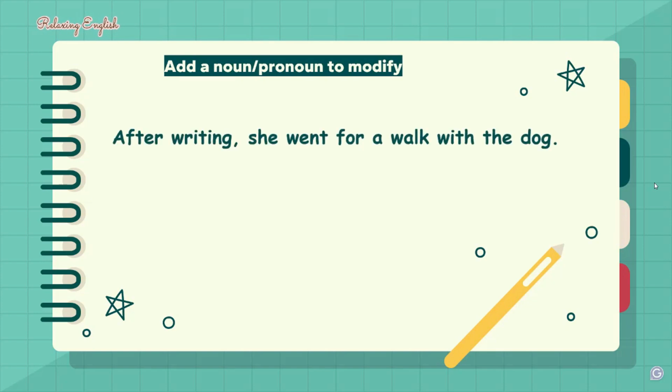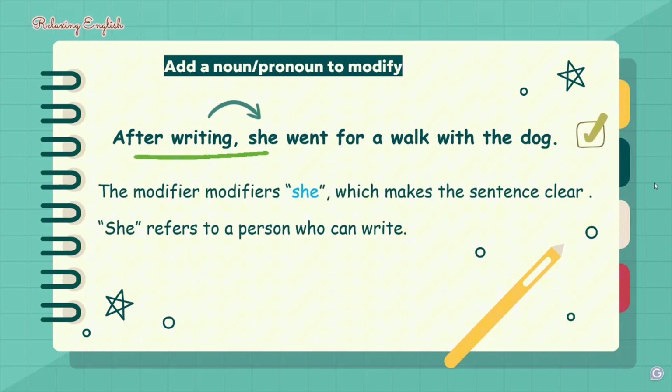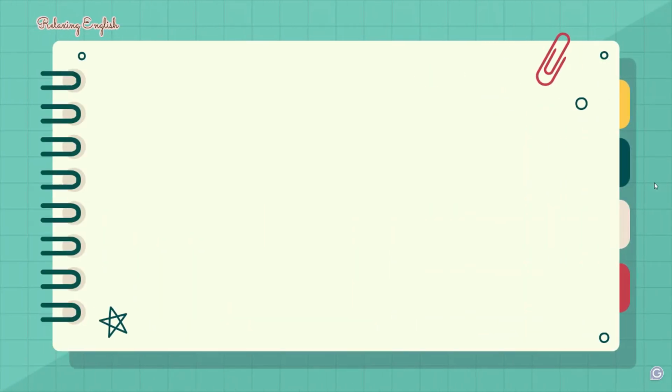We can say, after writing, she went for a walk with the dog. So in the introductory phrase, we have something to modify, the subject in the main clause. The modifier modifies "she", which made the sentence clear, and "she" refers to a person who can write. So this sentence is correct. Now, take a look at another example.